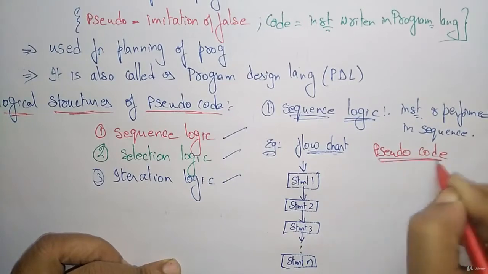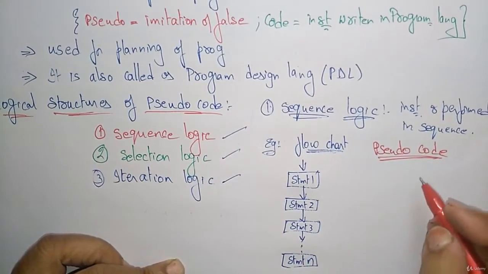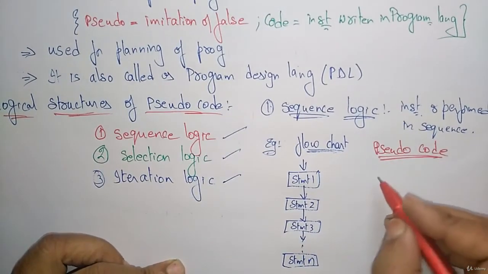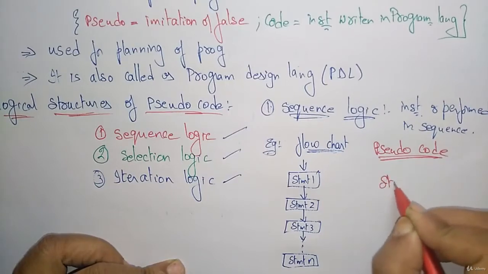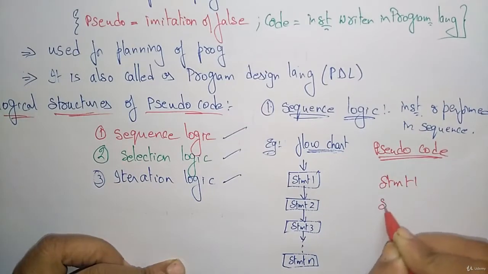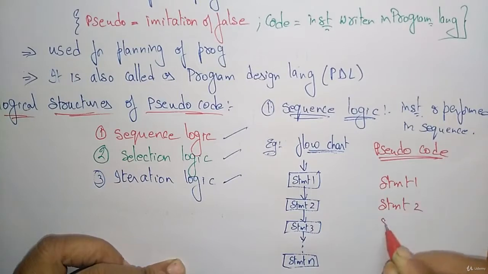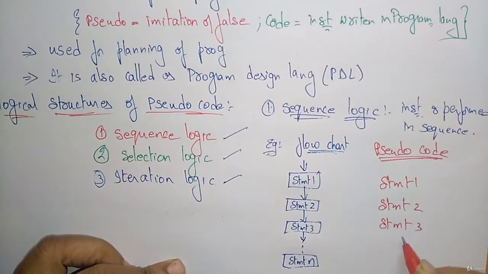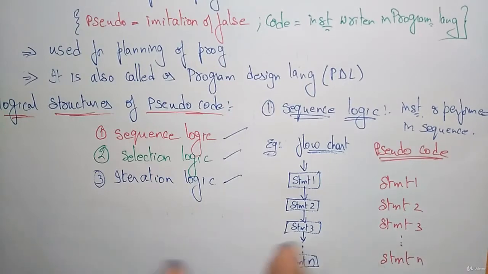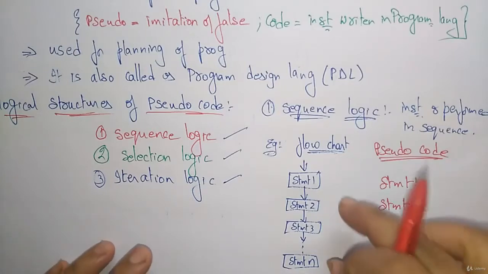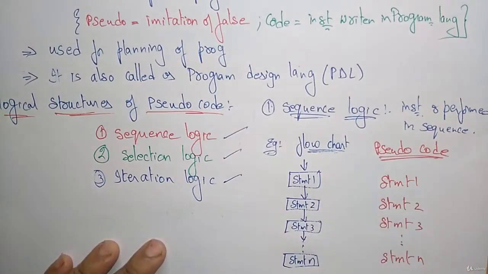So how will the pseudocode be represented in the form of sequence logic? The statements should be in the form of a sequence: statement 1, statement 2, statement 3, up to statement n. This is the diagrammatic representation, this is the statement representation. This is the way you have to represent the sequence logic.